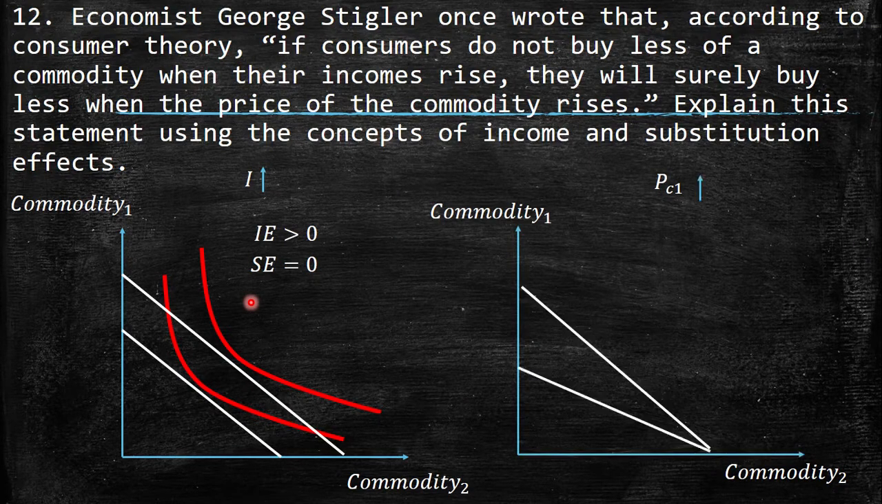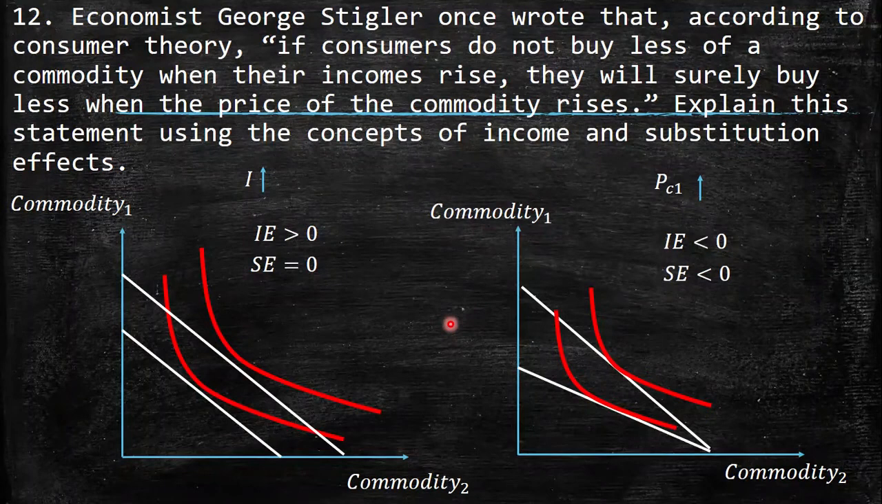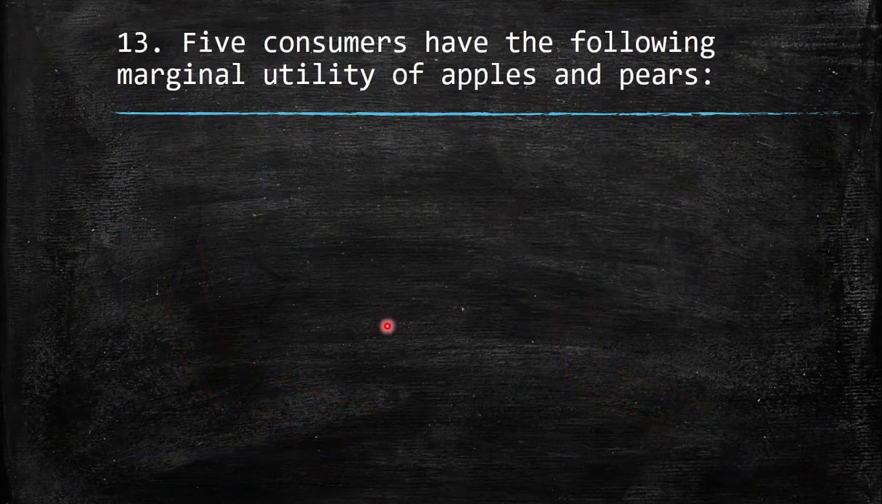The other situation is when the price of one commodity rises. Sorry, this is not price. I'm sorry, the price of commodity 1 rises. So this is the situation of the budget constraint. As you can see here, the income effect is negative and the substitution effect is negative as well. So in that situation, we can see how consumers will surely buy less when the price of the commodity rises. So this is the situation of that explanation.